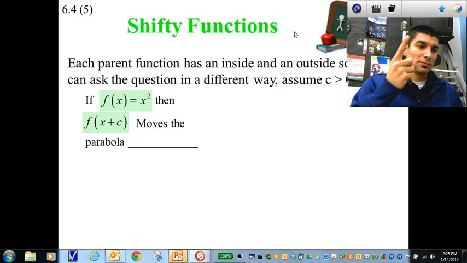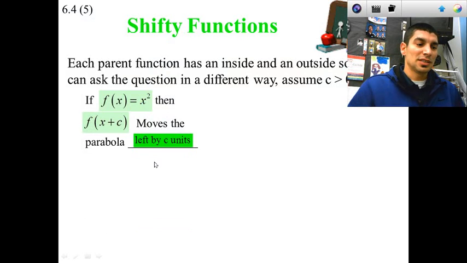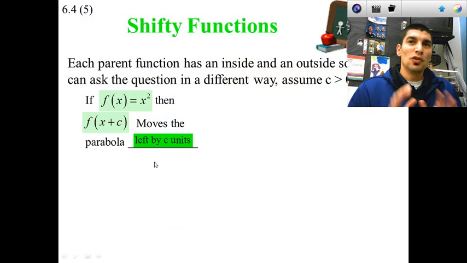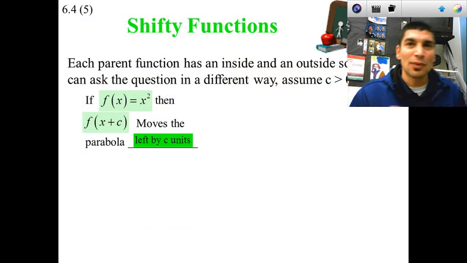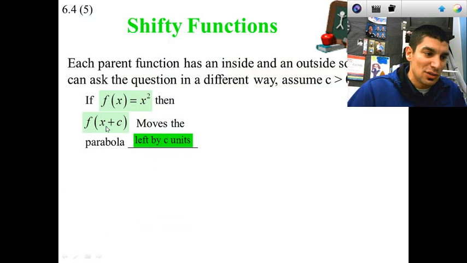What'd you come up with? Hopefully you all said it moves it left by c units. Why do I know it's left? Because I do the opposite.